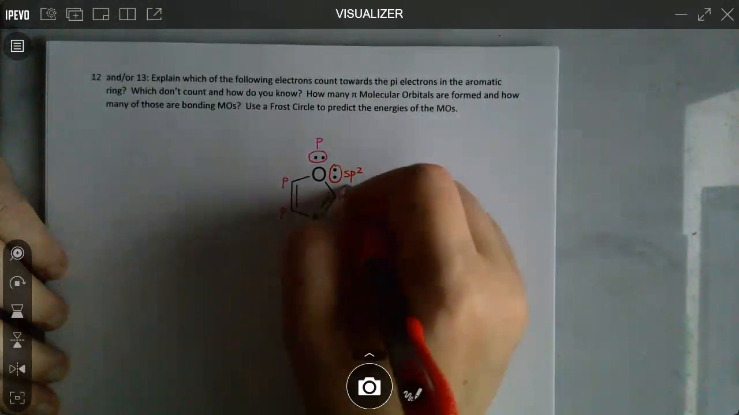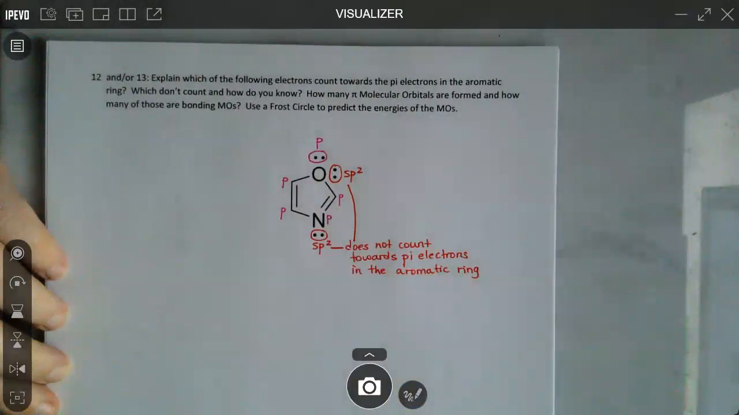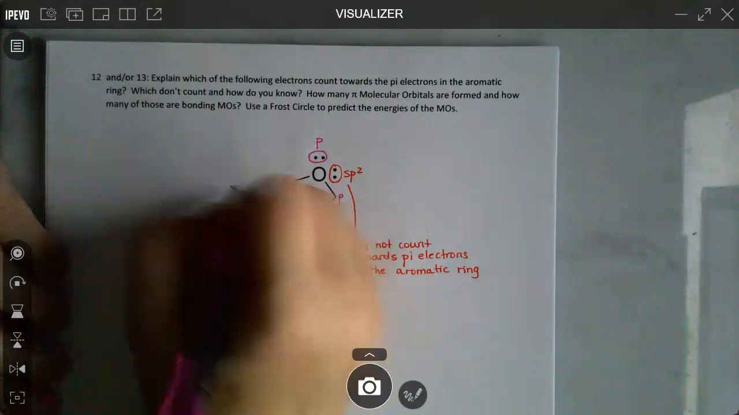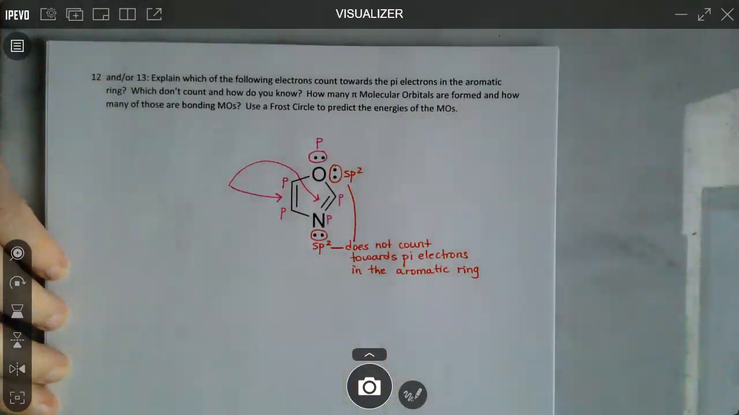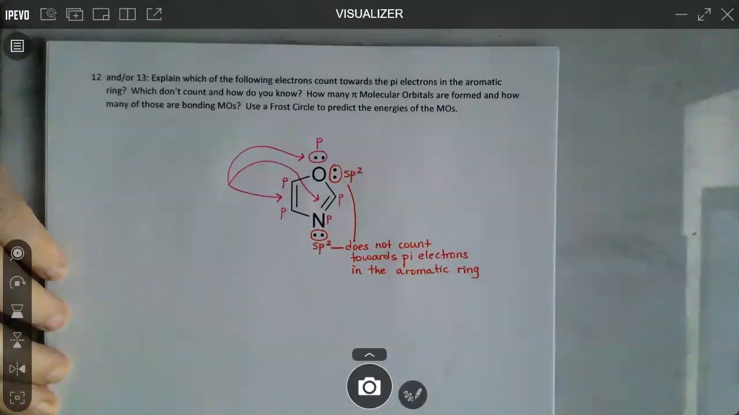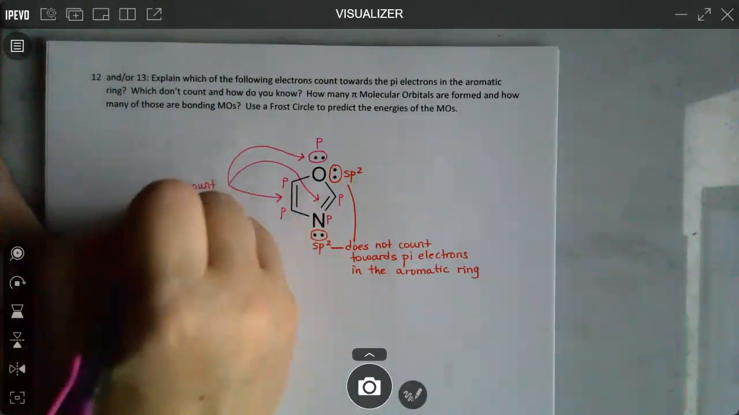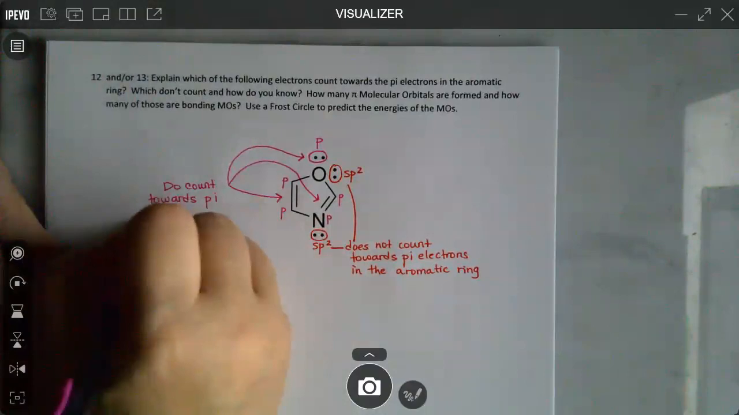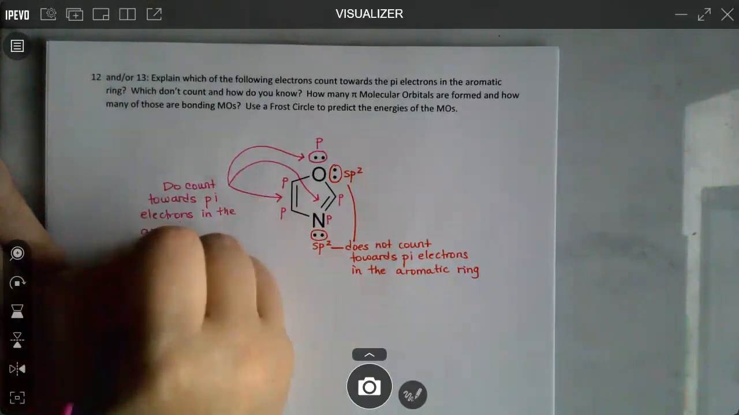So these 2 do not count, but the other ones do count, right? So the electron pairs that do count are the 2 electron pairs, one in each pi bond, and then the lone pair in the p orbital. So, right, these do count towards the pi electrons in the aromatic ring.